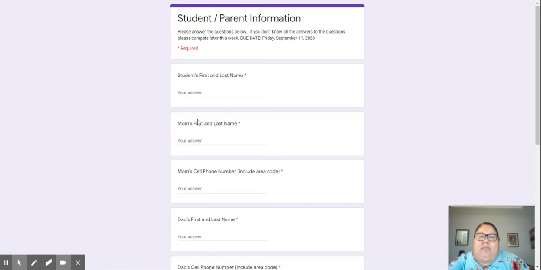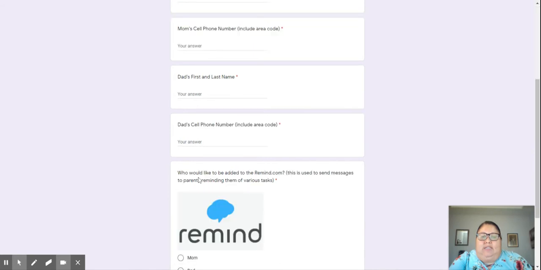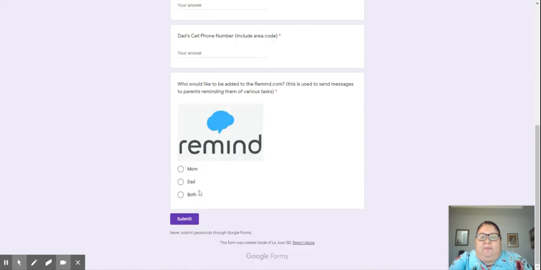What's happening here is this is where you're gonna put your parents' information, your student first name and last name, your mom's first and last name, and a cell phone, because sometimes the numbers that are on Skyward are really, really old. So try to get me some good information for that. Okay. Dad too. And who wants to be part of Remind?